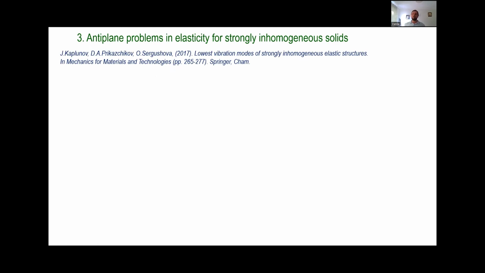And now let us try and develop this research in a slightly different direction. So we will be considering now still a scalar problem in elasticity, but a multidimensional one. So we'll be talking about anti-plane problems in elasticity.